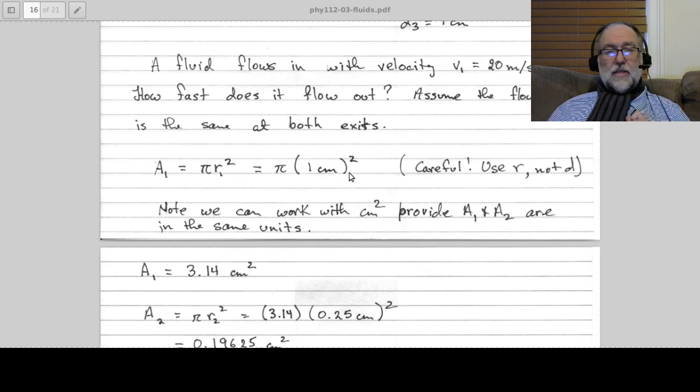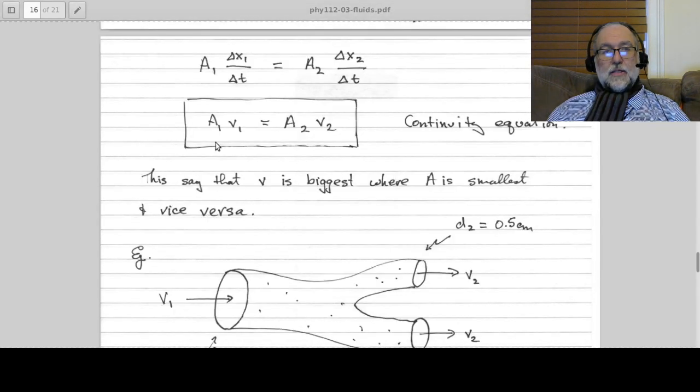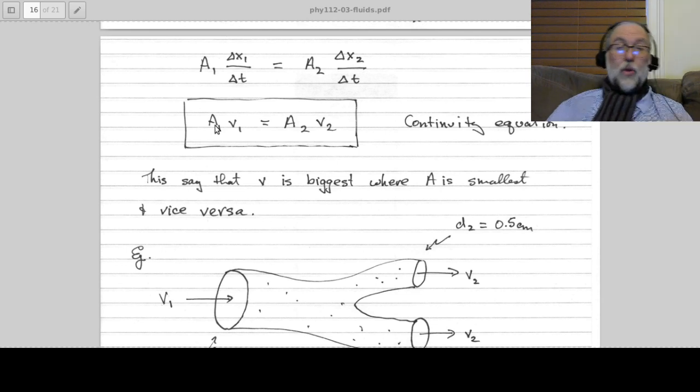And the other thing I'm going to say is we can actually work in centimeters and not convert to meters. And you go, why will that work? Well, it'll work because let's look at this equation here. See this area here? Suppose that area, instead of converting to meter squared, we work in centimeter squared. And that A2, we also work in centimeter squared. Guess what? The units will cancel out on both sides. Okay. So for some equations, that works.